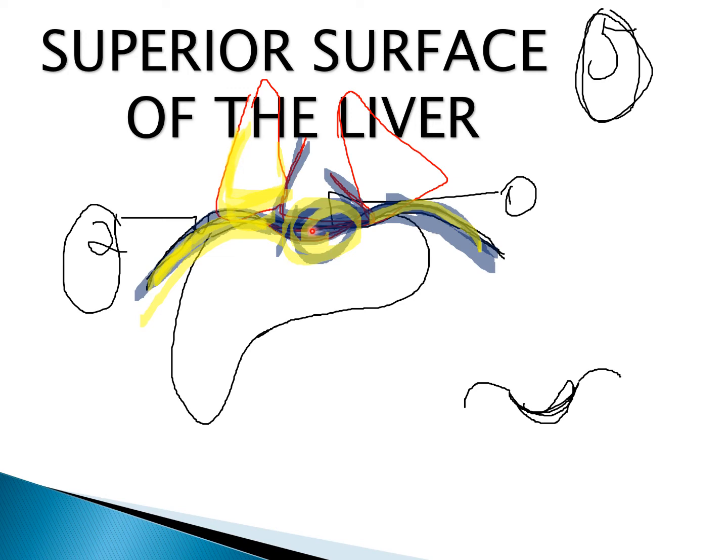Whereas this middle, concave surface separates the superior surface of the liver from the pericardium. Otherwise, the covering of the heart would come in direct contact with the superior surface of the liver if the diaphragm were not there. This is the relation of the superior surface of the liver. Now let us see the next.